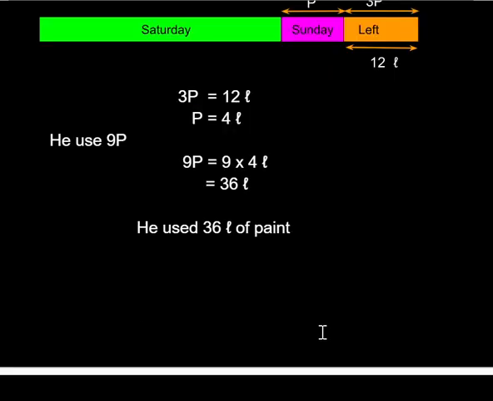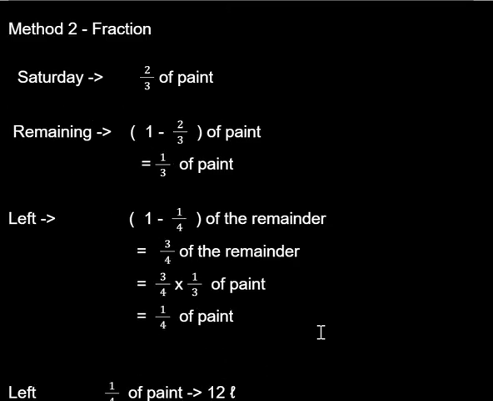Okay. Next, I'm going to show you using fractions. If you are using pure fractions without a model, on Saturday he used 2/3 of the paint. Then the remaining paint must be 1 minus 2/3, which is 1/3 of the paint. So how much was he left with? He was left with 1 minus 1 quarter of the remainder. Why? Because the 1 quarter of the remainder he used on Sunday. So he was left with 3 quarters of the remainder.